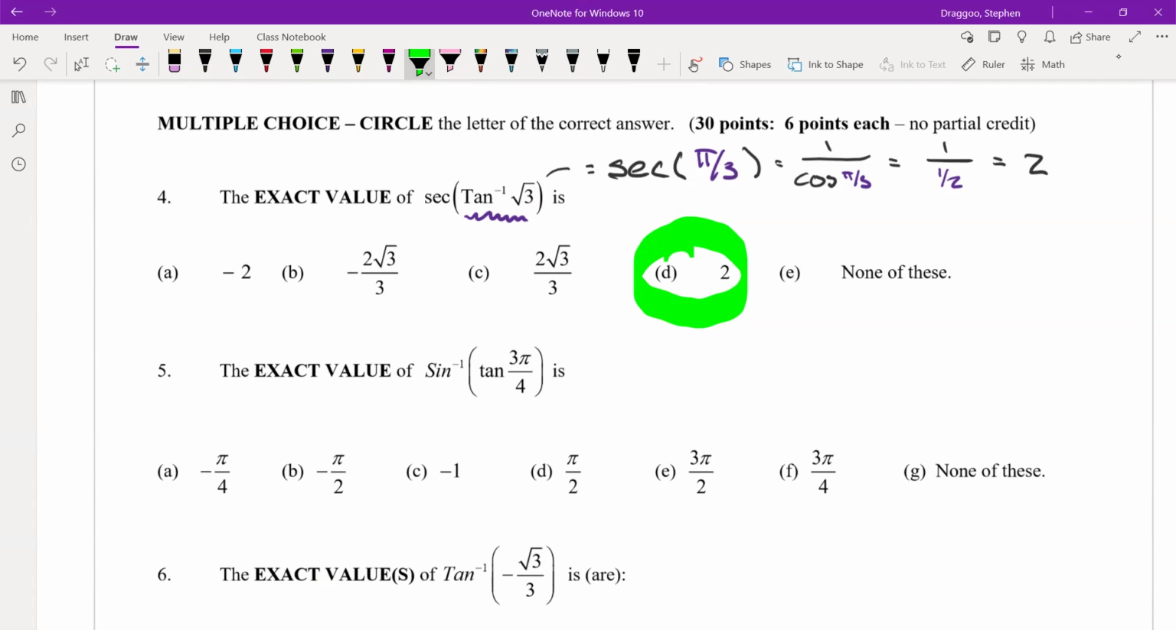Moving on to the next one. I want the arc sine of the tangent of 3 pi over 4. That'll be the same as the arc sine of -1, since the tangent of 3 pi over 4 is -1. And then arc sine of -1 is negative pi over 2. So B is going to be our correct choice.